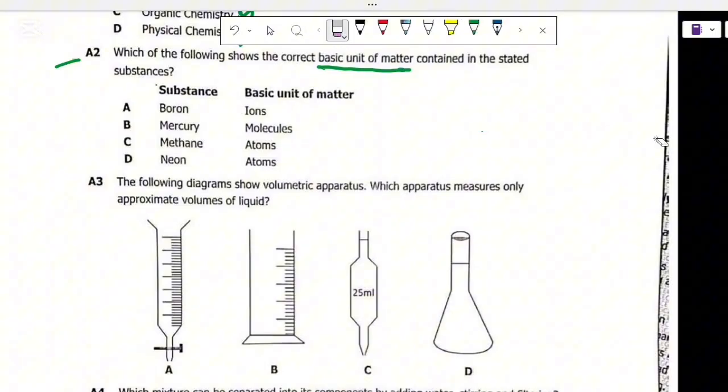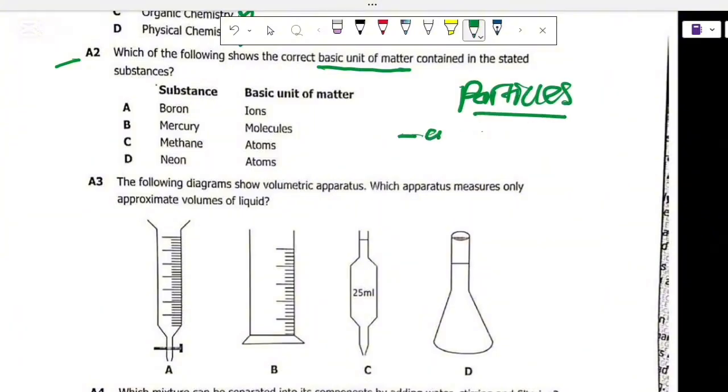Now, when you're talking about matter, matter is made up of particles. These particles of matter are, number one, atoms. Number two, molecules.